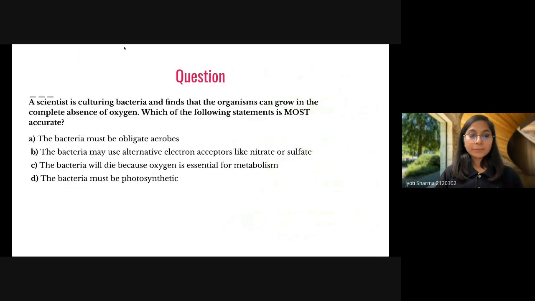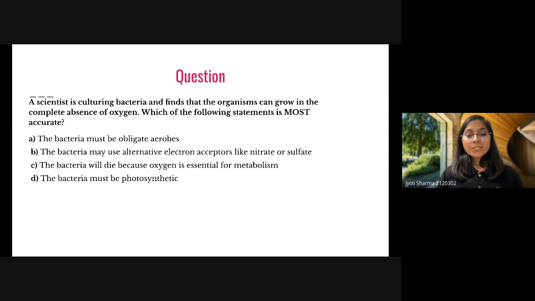Okay, coming to the next question. If a scientist is culturing bacteria and finds that the organism can grow in the complete absence of oxygen, so the microorganism does not need oxygen, which of the following statements is most accurate?